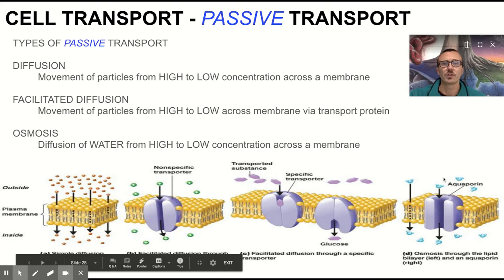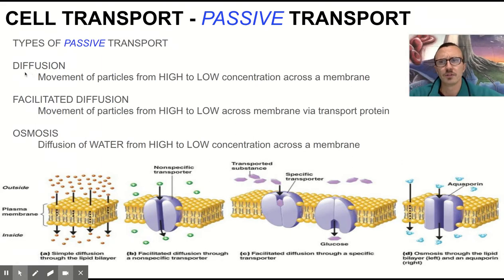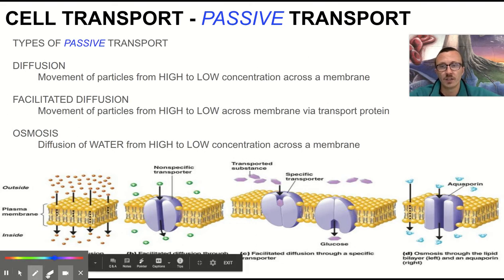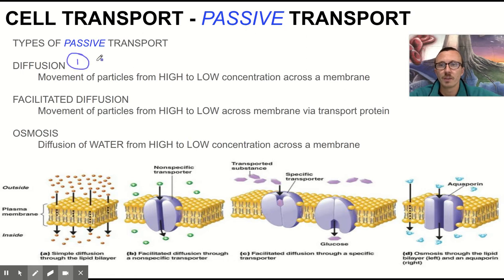Now, with passive transport, there are three main types. We've got diffusion, and this is sometimes referred to as simple or complete diffusion. We've got facilitated diffusion and osmosis. Now, what is diffusion? Well, I'll give this a number. We'll call diffusion number 1, is what you see right down here, okay?